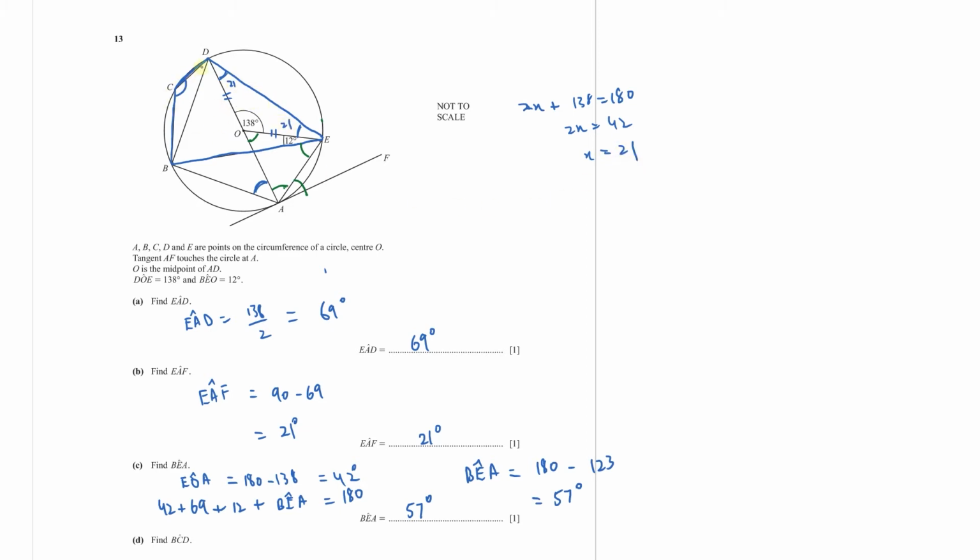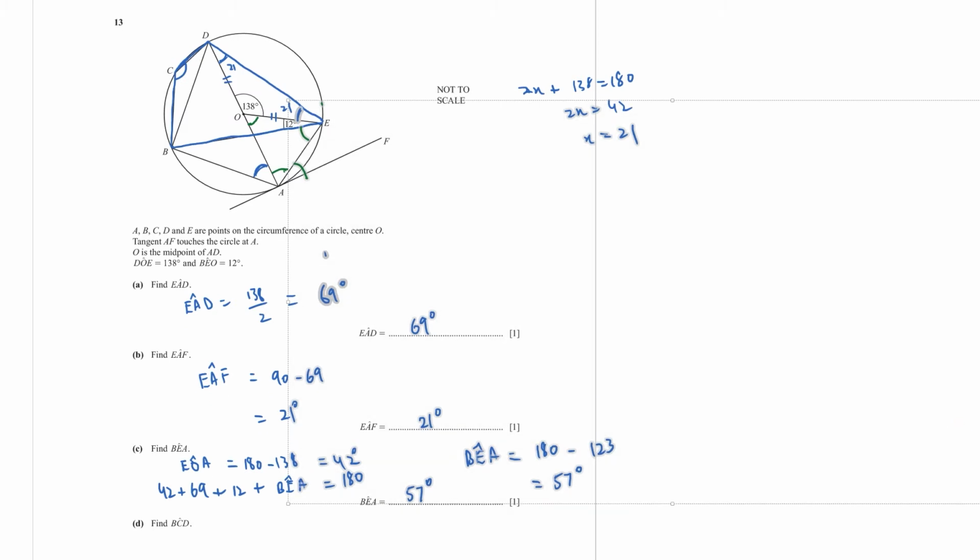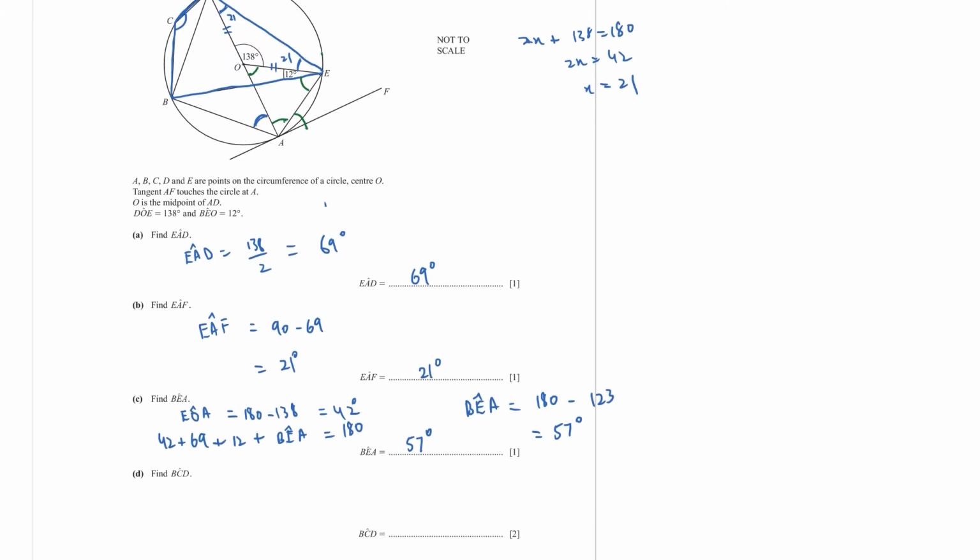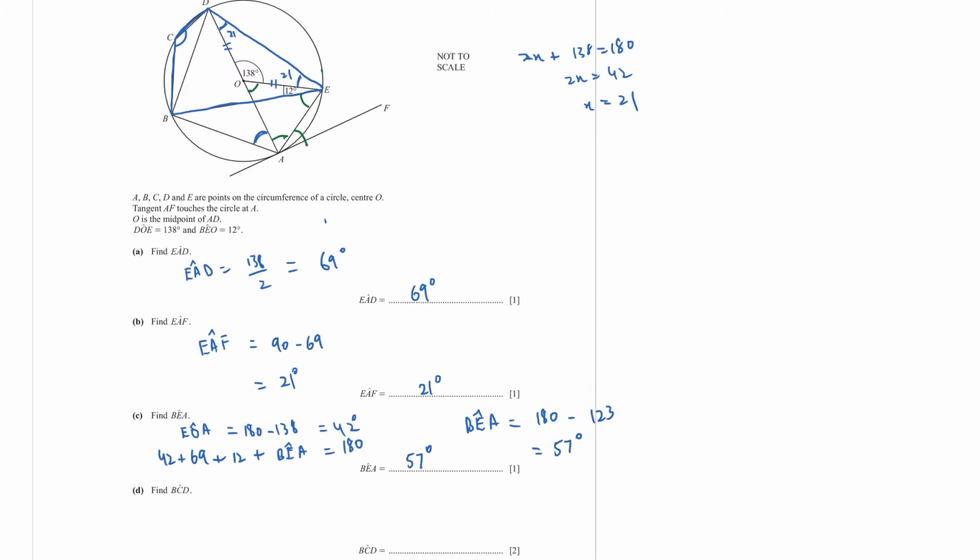Now if I look at this quadrilateral DCBE, this angle C here is opposite to this angle 21 plus 12. And this is a cyclic quadrilateral. All four vertices are on the circumference. So this sum should be equal to 180. Let me quickly draw this and make sure this is so.